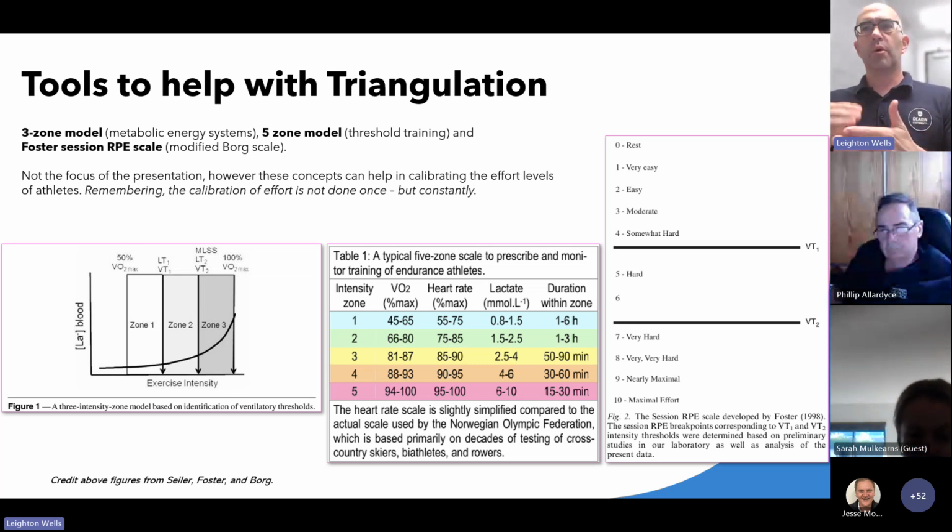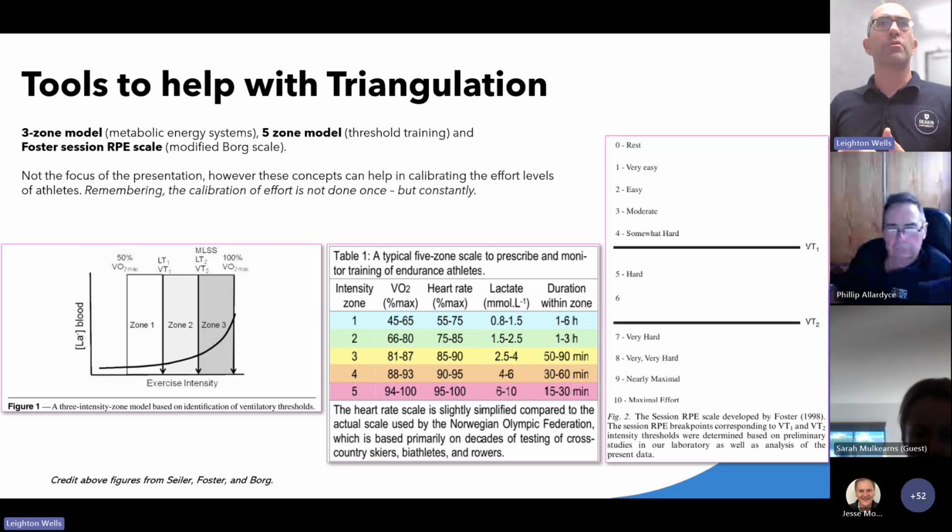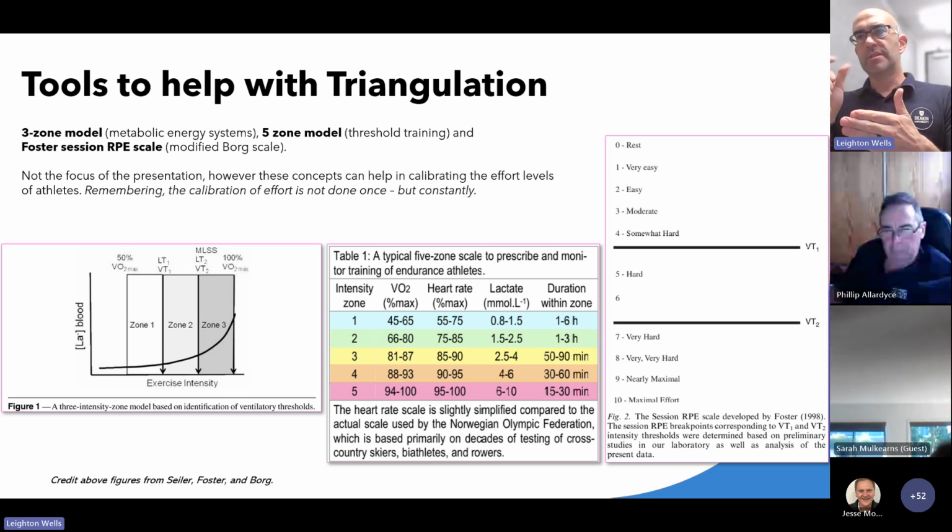When we talk about 7-zone, 8-zone models, we tend to talk about additional zones for nuance in terms of intensity above into that lactate zone. So that's what we're talking about there. And there's some relationships with lactate as well.